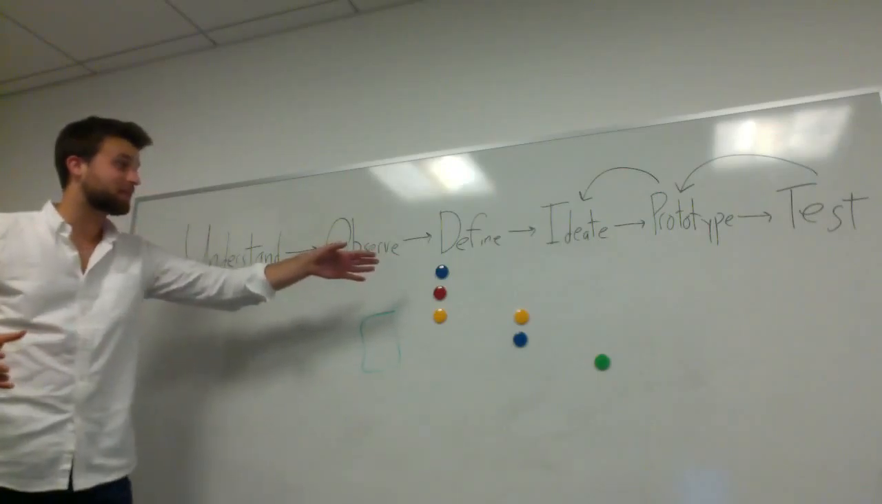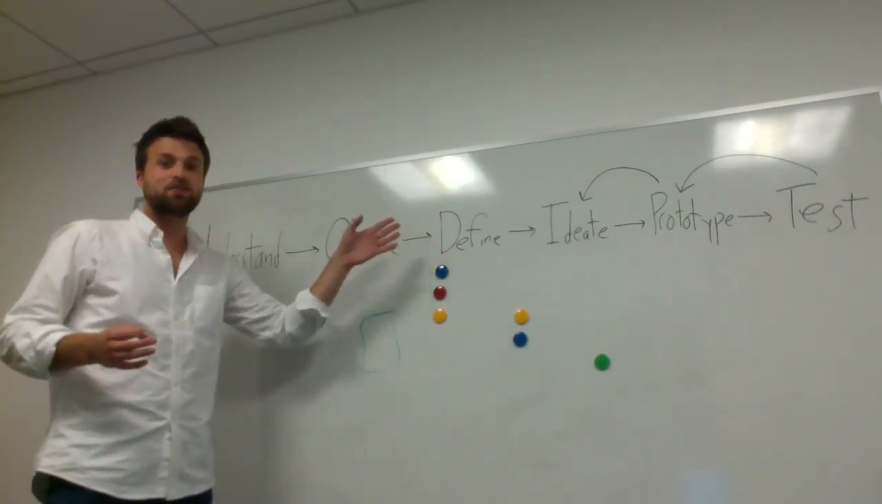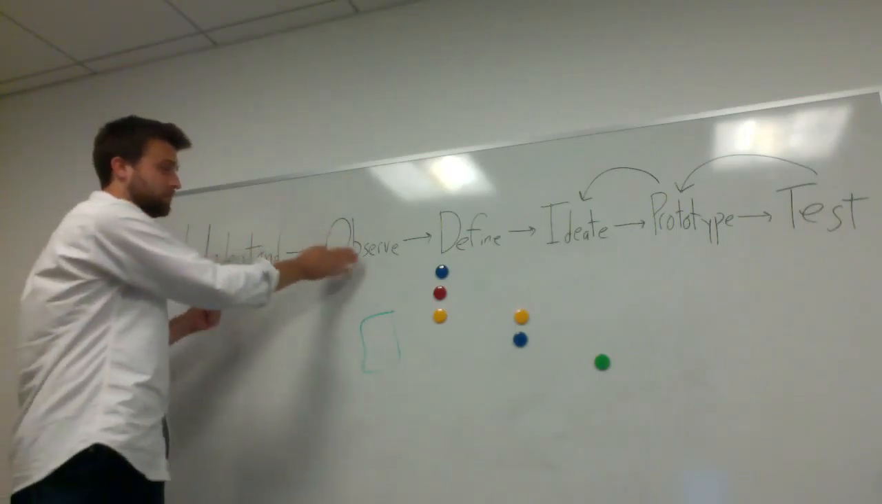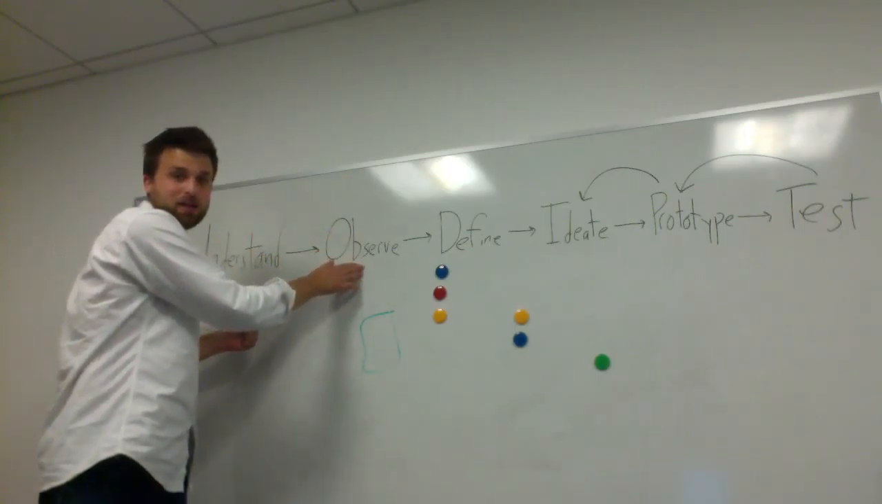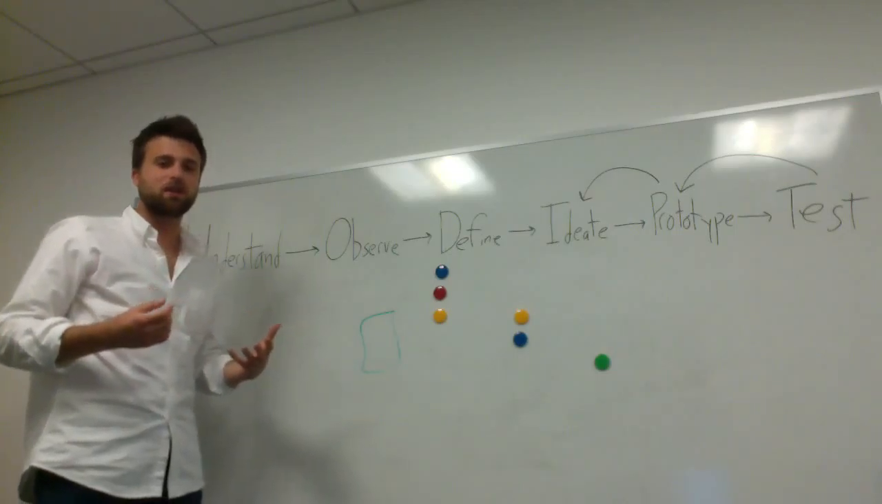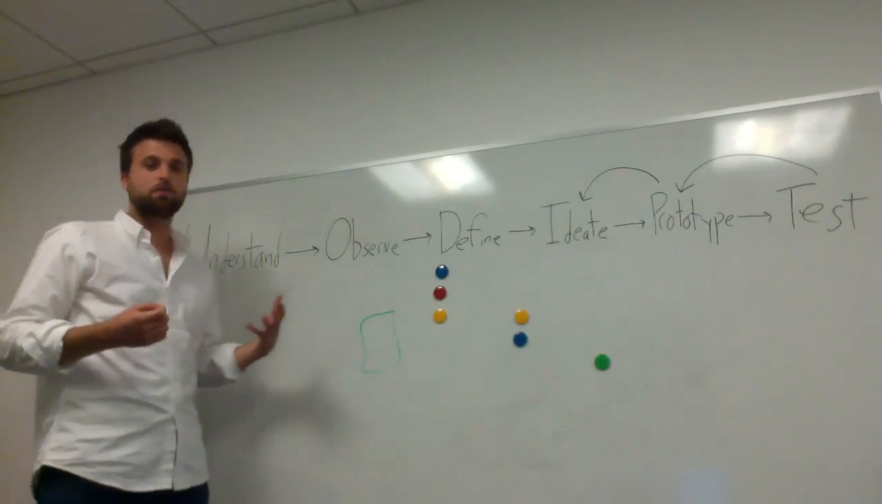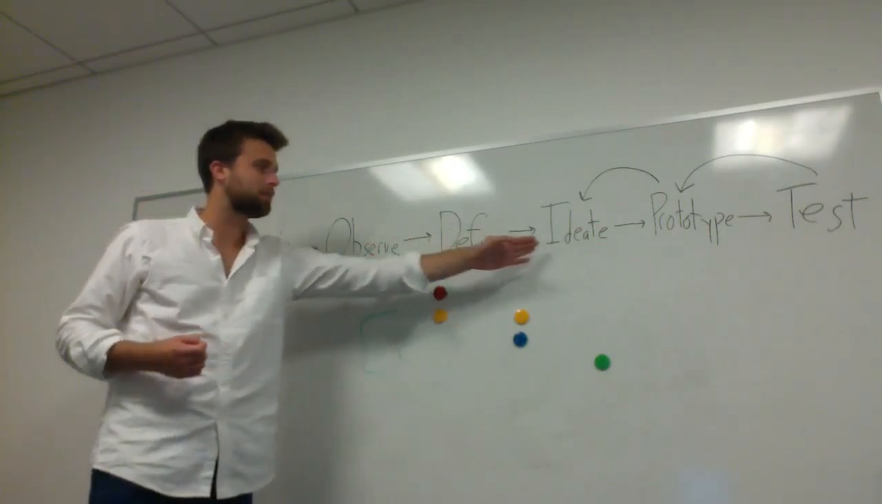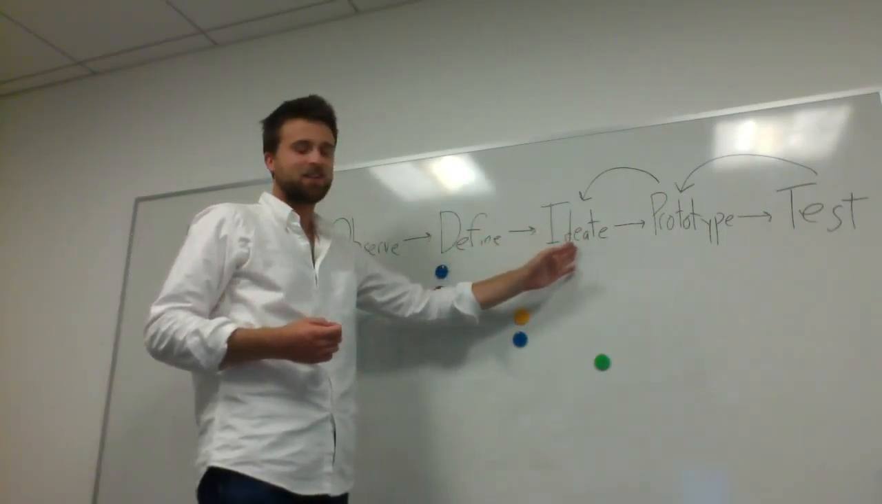The third step in the design thinking process is to define. This is to develop insights based on the needs that we've observed in step number 2. And we're going to try to develop a statement on a user or a person along with the need and the insight. The fourth step in the process is the ideate process.